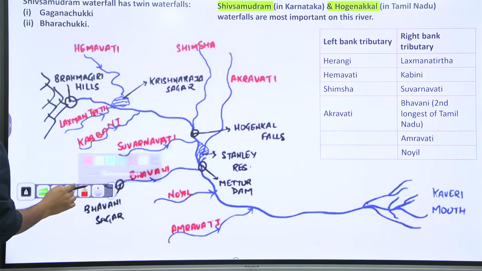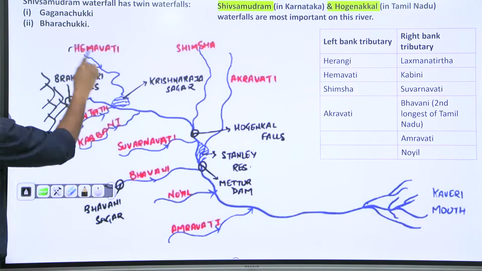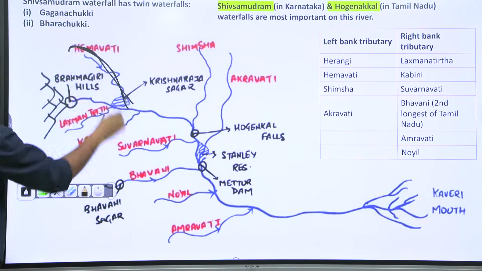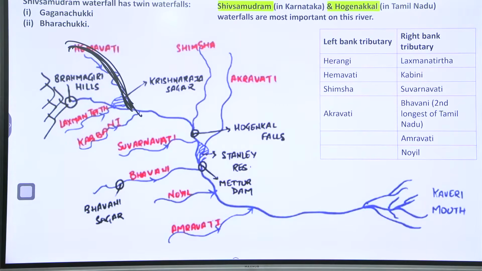Just go through the tributaries once. Hemavati. Repeat after me. Hemavati, Shimsha, Arkavati. These are the major three left bank tributaries. Hemavati, Shimsha, and Arkavati. Rest of them are right bank tributaries, whether it is Lakshman Tirtha, Kabani, Sharavati. Sorry, Sharavati is in the Jog Falls, Karnataka. It is Suvarnavati. Bhavani, Noyyal, Amaravati, you need to know Amaravati. There is no other alternative.